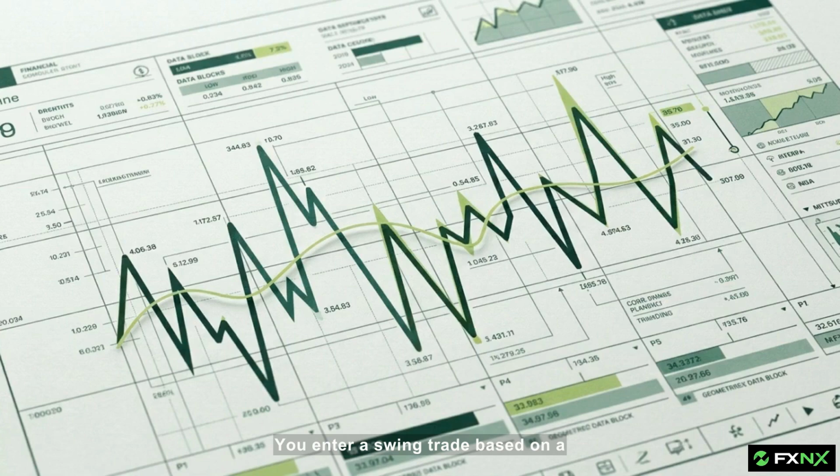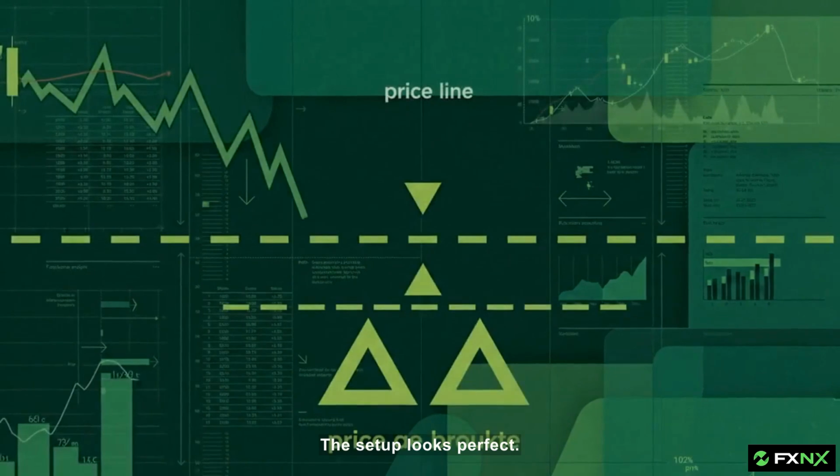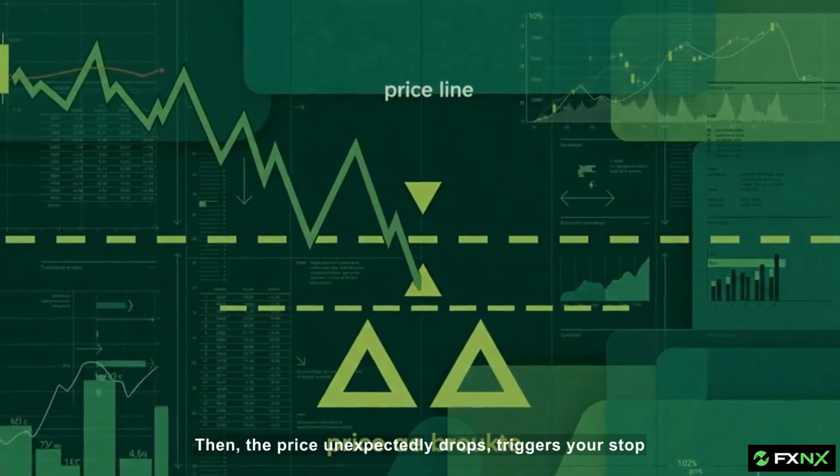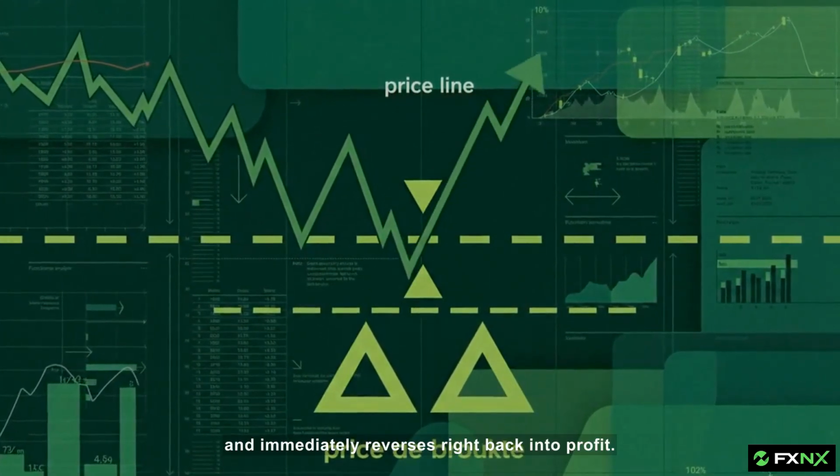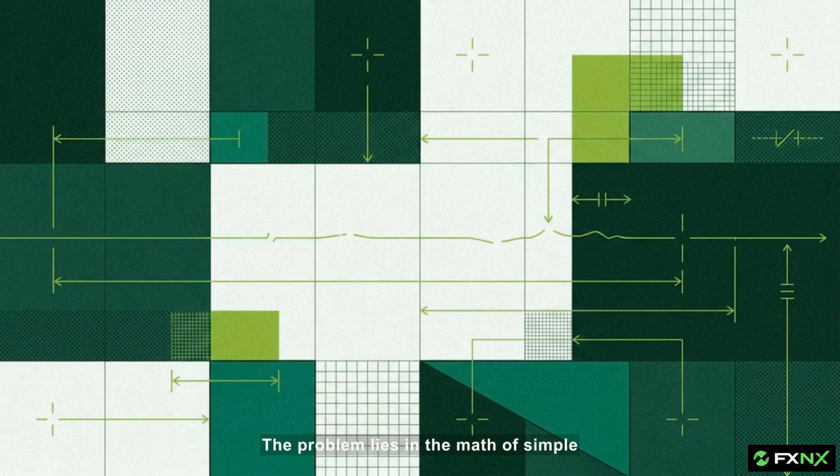You enter a swing trade based on a standard moving average. The setup looks perfect. Then the price unexpectedly drops, triggers your stop loss, and immediately reverses right back into profit. The problem lies in the math of simple moving averages.